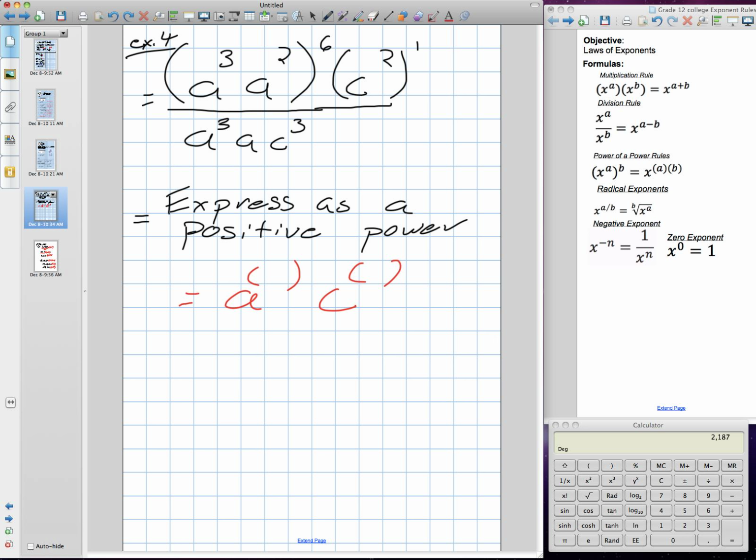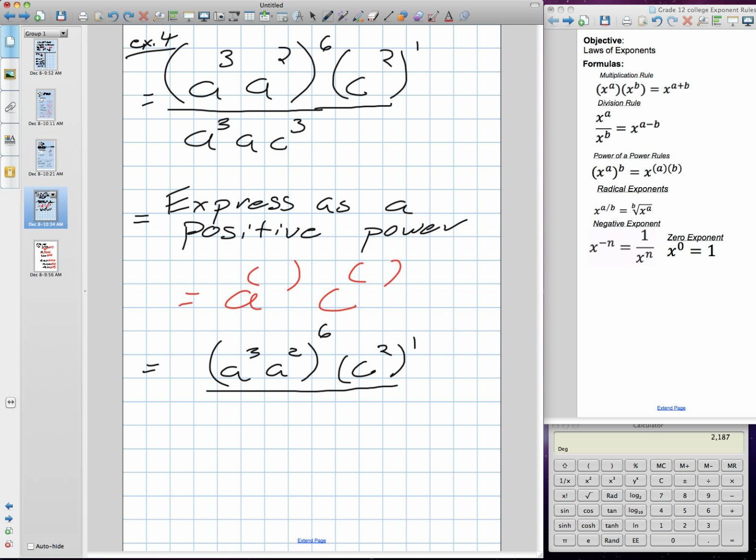Okay? So I'm going to rewrite the question down below again. We have A to the power of 3 times A to the power of 2. Both of those are to the power of 6. Multiplied by C to the power of 2 to the power of 1. Divided by A to the power of 3 times A times 3 to the power of 3.